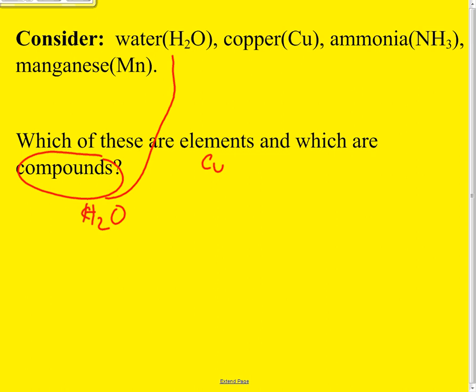Ammonia, NH3, what does that imply? That means I have a nitrogen, and bonded to that nitrogen are 3 hydrogens. If they're bonded, that's going to imply that this is a compound. And manganese by itself, that is going to be an element. Good. I think this is coming around.